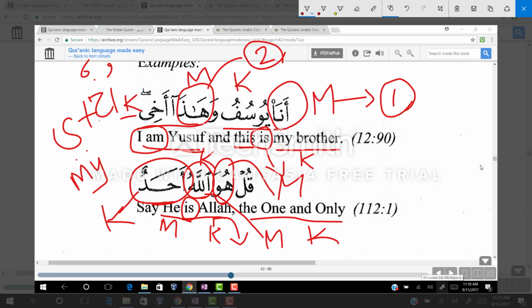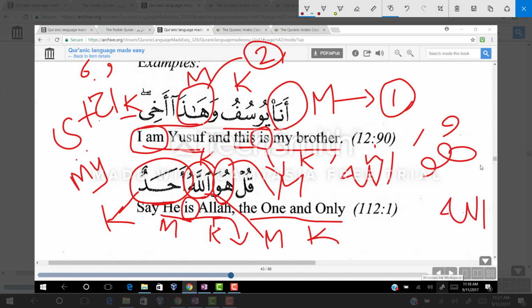Huwallahu is "he is Allah", so that is one nominal sentence. And again Allahu ahad. The word Allah is the mubtada and ahadun is the khabar: Allah is one and only. So we have two nominal sentences in this ayah.